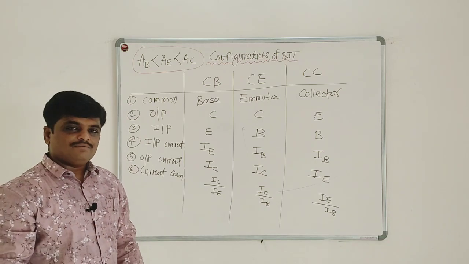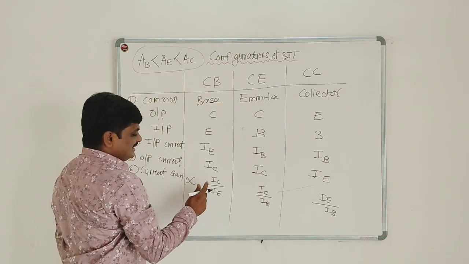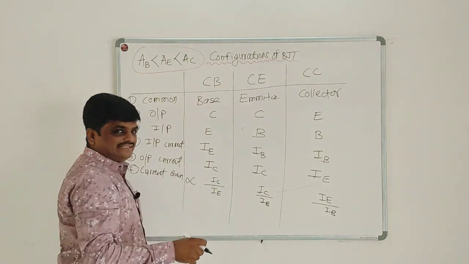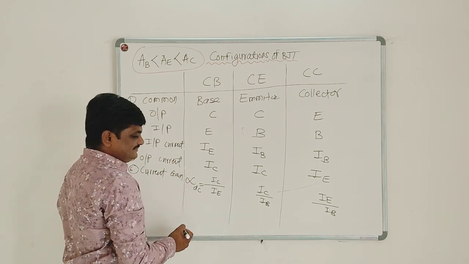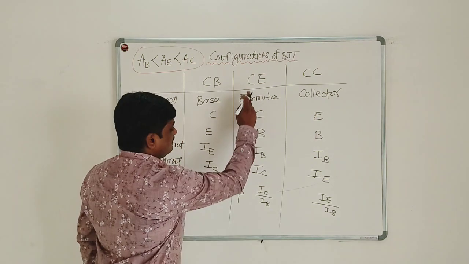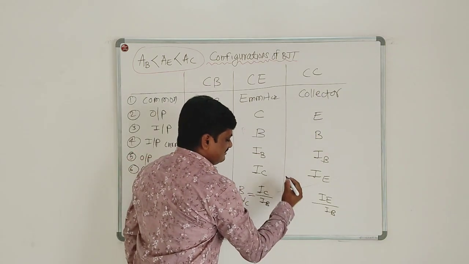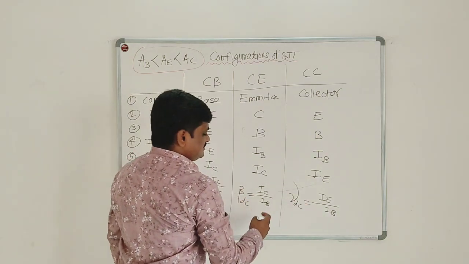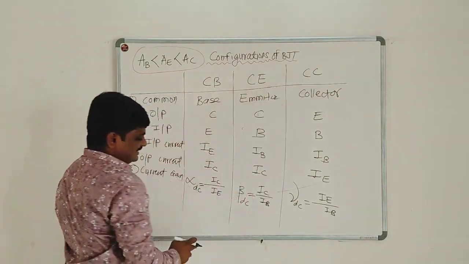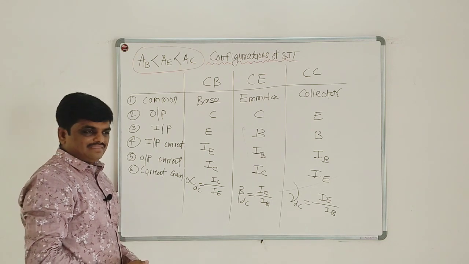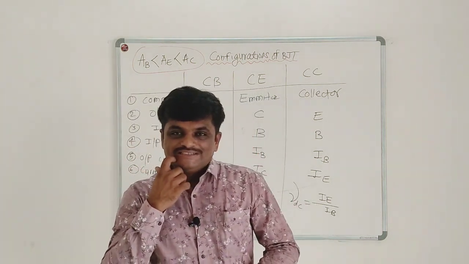The current gain of common base configuration is denoted by the symbol alpha, and here we are treating the biasing condition as DC, so I'll denote it by alpha DC. Then the current gain of common emitter is beta DC, and the third one is gamma. So alpha, beta, gamma: common base current gain, common emitter current gain, common collector current gain, and it's very easy to remember. Then we'll see the input voltage and output voltage.